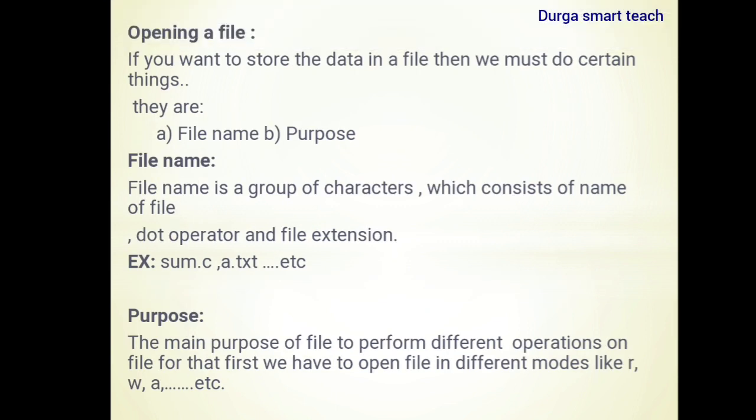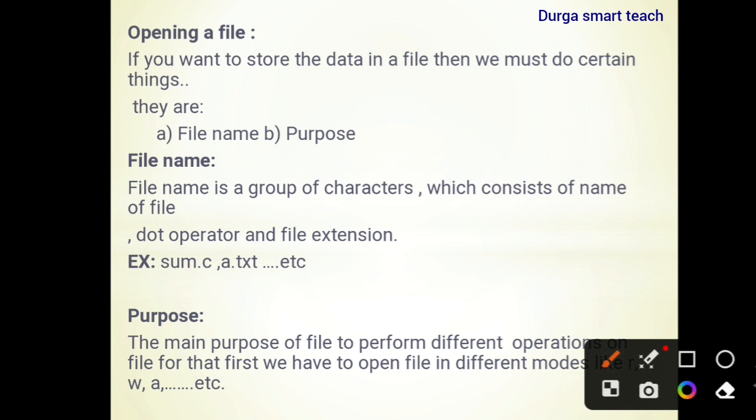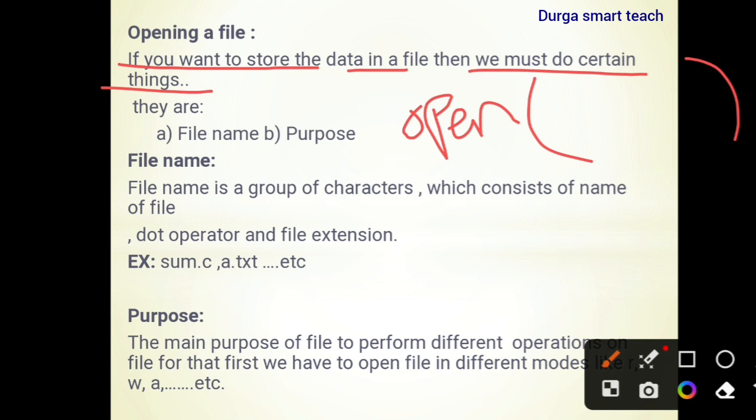Next, if you want to perform any operation such as writing or reading, first we need to open the file. Python provides a function known as the open function. If you want to store data in a file, the first thing is we need to open the file. The open function contains two parts: one is the file name and another one is the purpose.